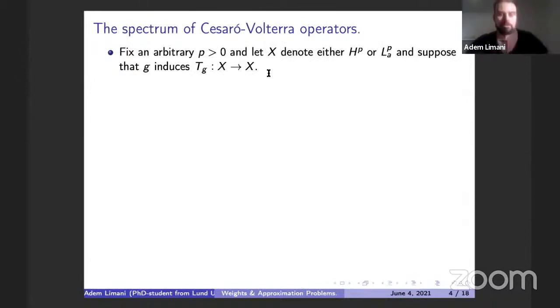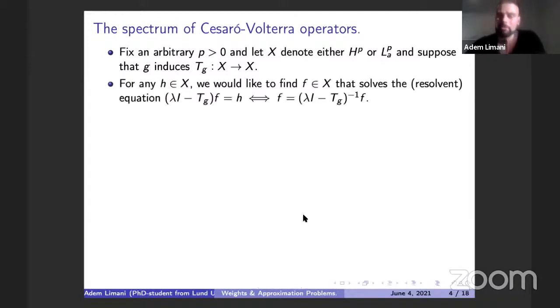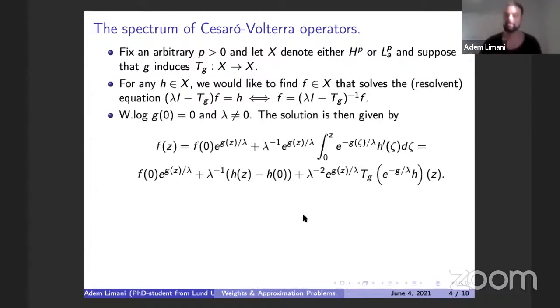To this end, let us fix a p, and we will let X denote either the Hardy space or the Bergman space, so X will be either one of these spaces. And we suppose that this symbol induces a bounded linear operator. And then we would like to solve this resolvent equation. We would like to understand when this operator is invertible, a classical question. As I said, we may without loss of generality assume that G of 0 is 0, and lambda equal to 0 will always be in the spectrum. So we assume that lambda is non-zero here.